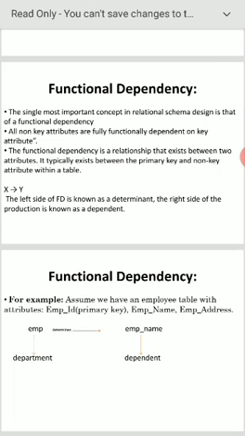You see that X arrow Y. The left side of the arrow is known as the determinant. Here X is the determinant. The right side is known as the dependent. Y is dependent on X. X is not dependent on Y. Y is dependent on X. This is the meaning of functional dependency.